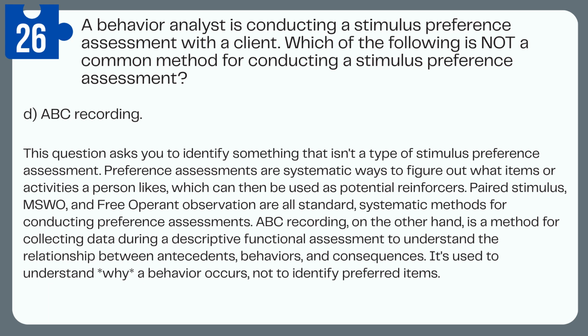Answer. D. ABC recording. This question asks you to identify something that isn't a type of stimulus preference assessment. Preference assessments are systematic ways to figure out what items or activities a person likes, which can then be used as potential reinforcers. Paired stimulus, MSWO, and free operant observation are all standard, systematic methods for conducting preference assessments. ABC recording, on the other hand, is a method for collecting data during a descriptive functional assessment to understand the relationship between antecedents, behaviors, and consequences. It's used to understand why a behavior occurs, not to identify preferred items.